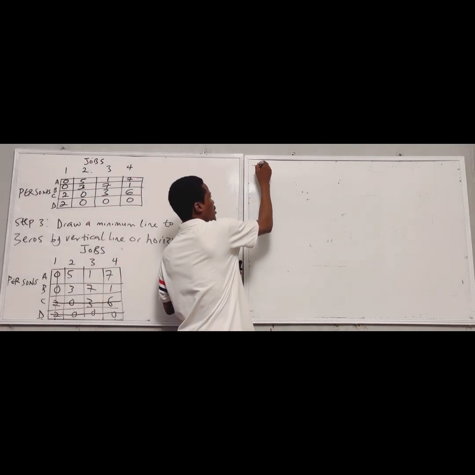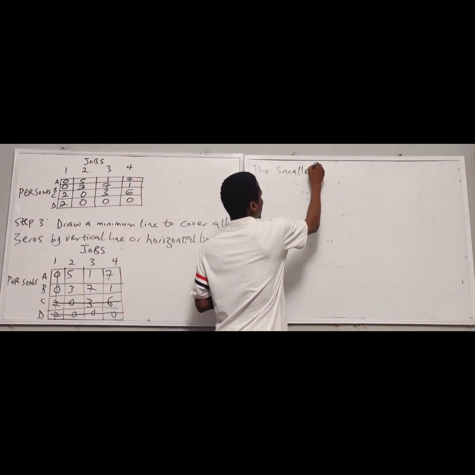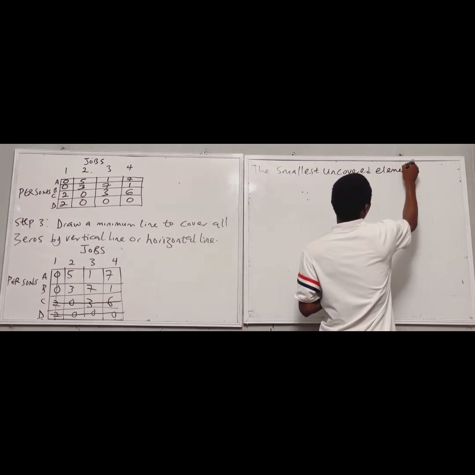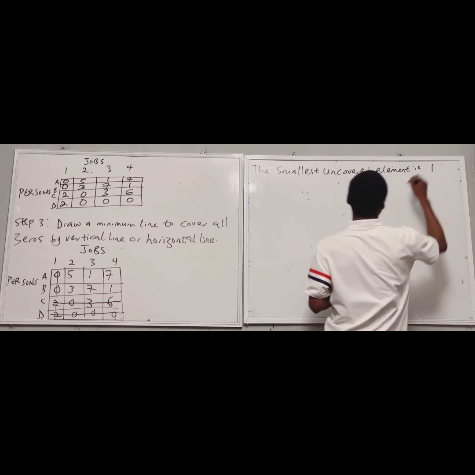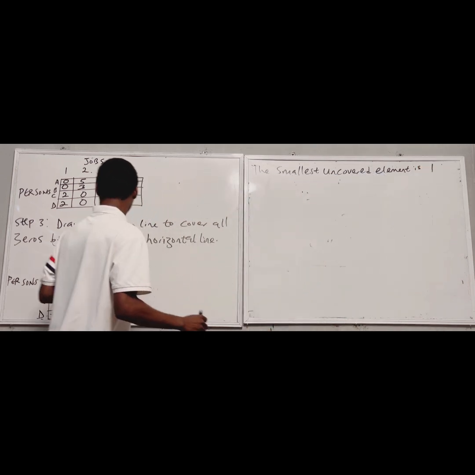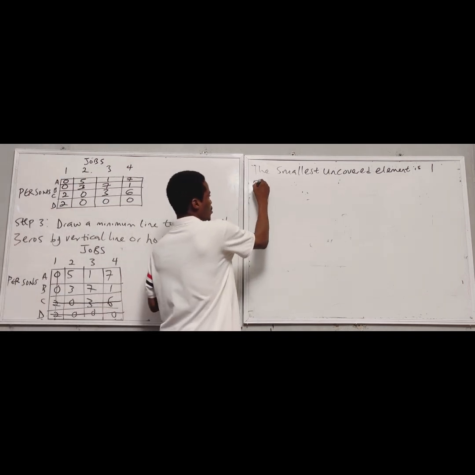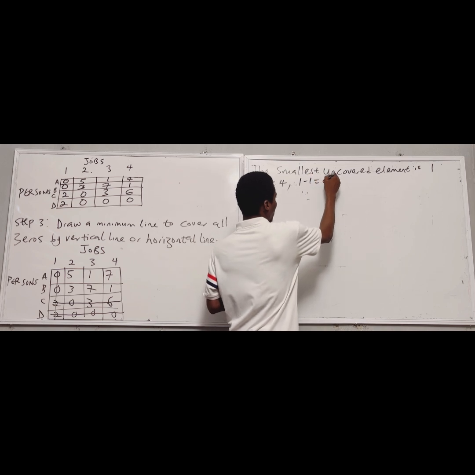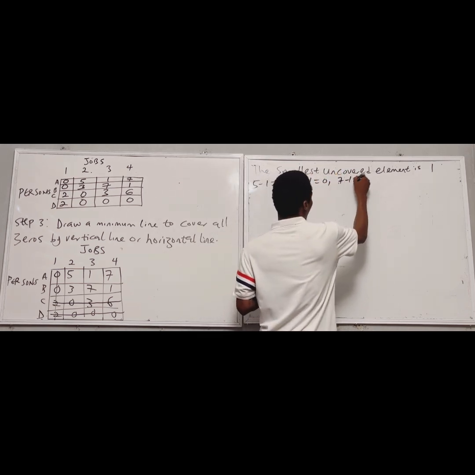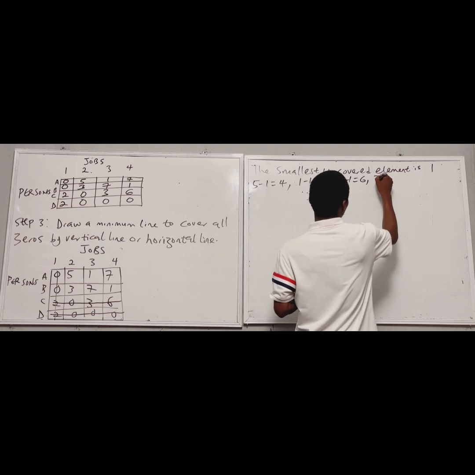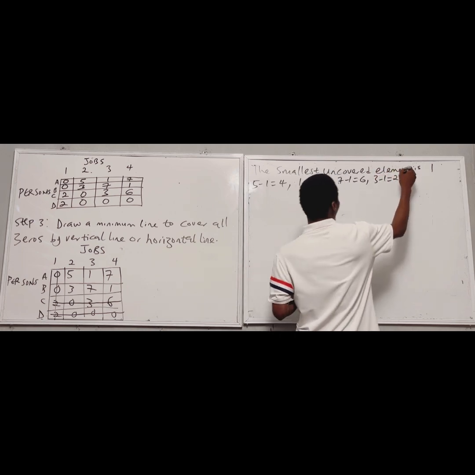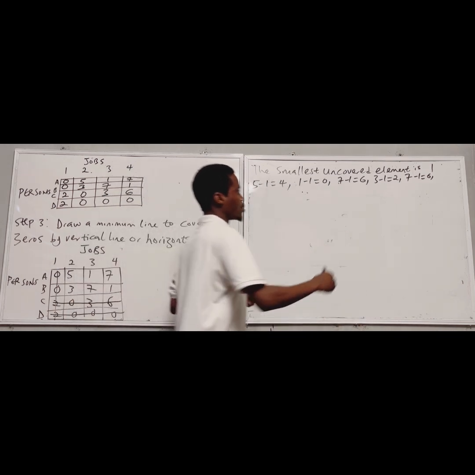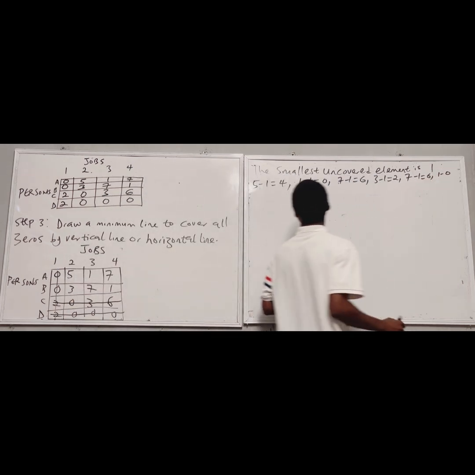Now let's consider the smallest uncovered element, which is 1. So here I'm going to have 5 minus 1, which is 4, 1 minus 1, which is 0, 7 minus 1, which is 6, then 3 minus 1, which is 2, 7 minus 1, which is 6, and the last uncovered element here is 1. 1 minus 1 is 0.